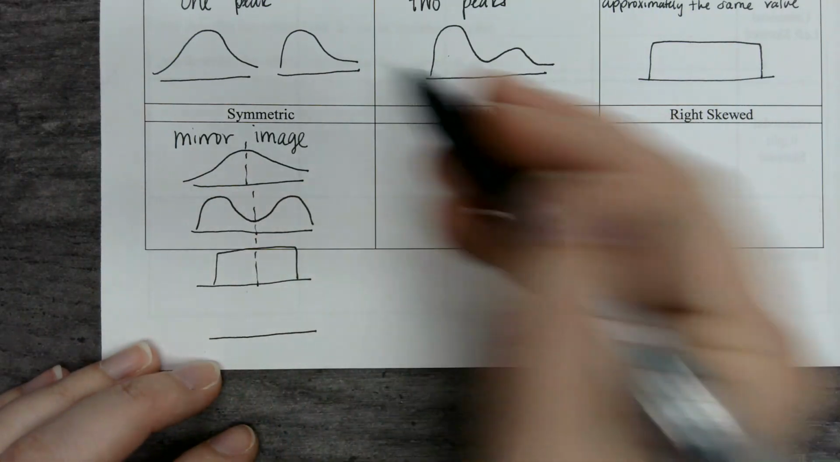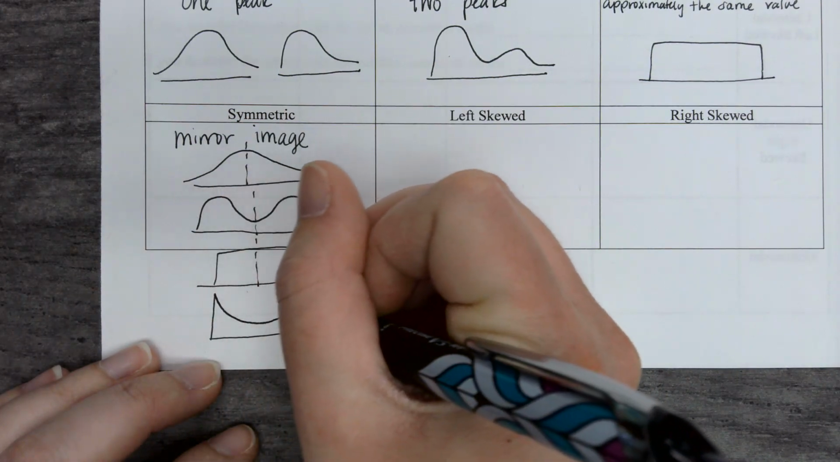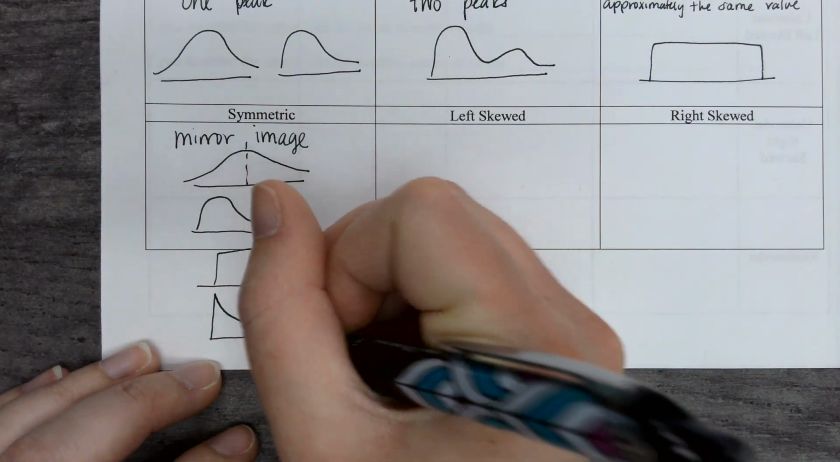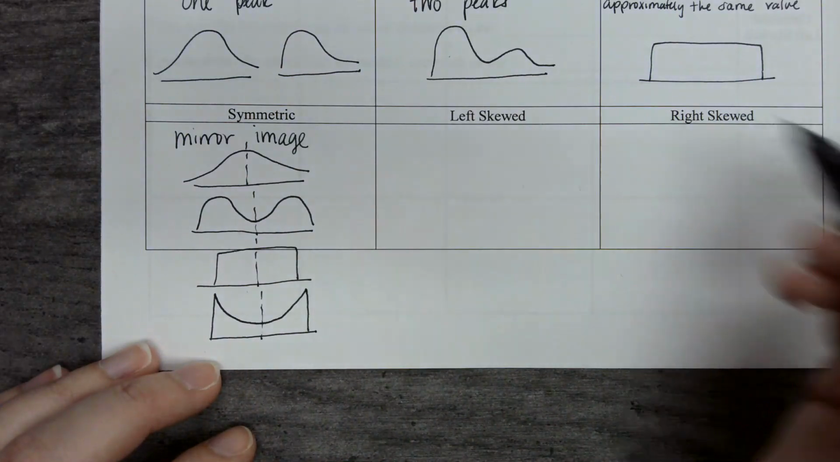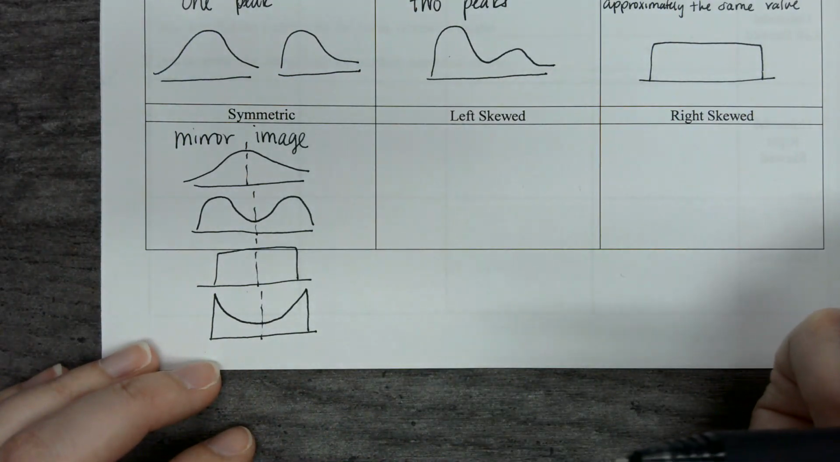Or we might have none of these three, and we may have something that goes up and comes back down and then goes back up again, and it's still symmetric on either side. So symmetric really just means it's a mirrored image on either side.